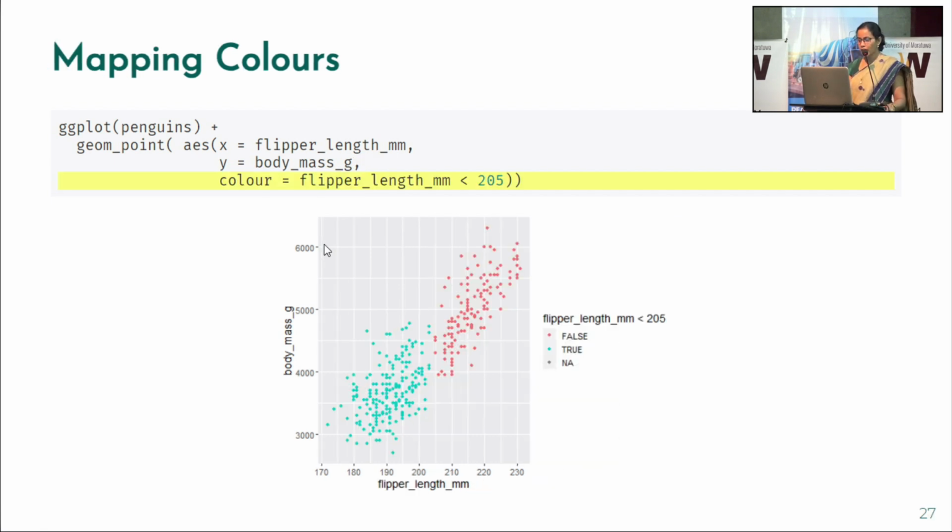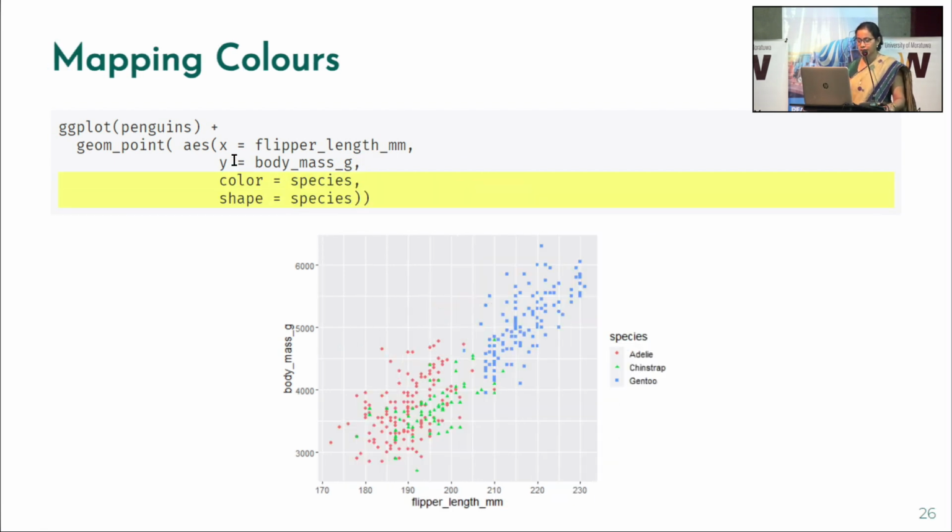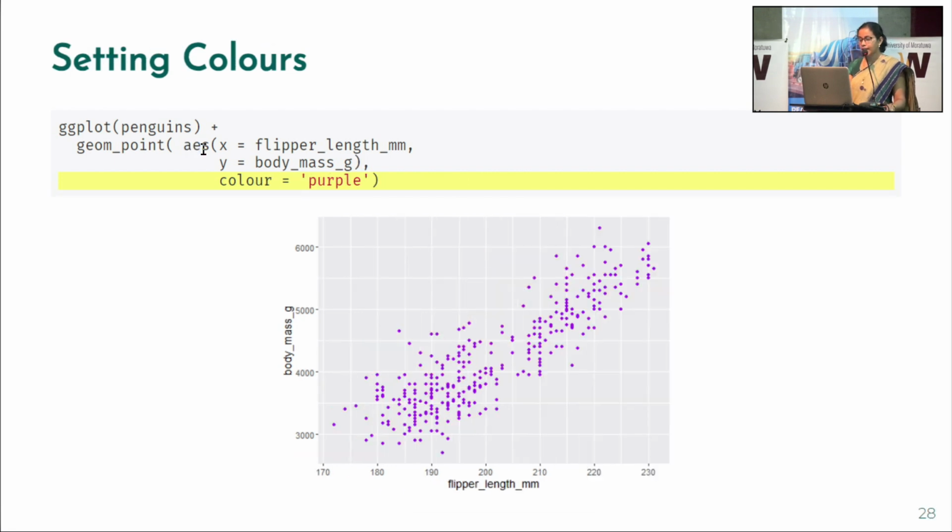In the previous one, I took the information species, that information to decide a color. So that means you are taking data, information contained in the data to give a color. So you need to pass that inside the aesthetic function. And if you just want to set a color, just pass it outside the aesthetic code. Okay, that allows you to set a color.